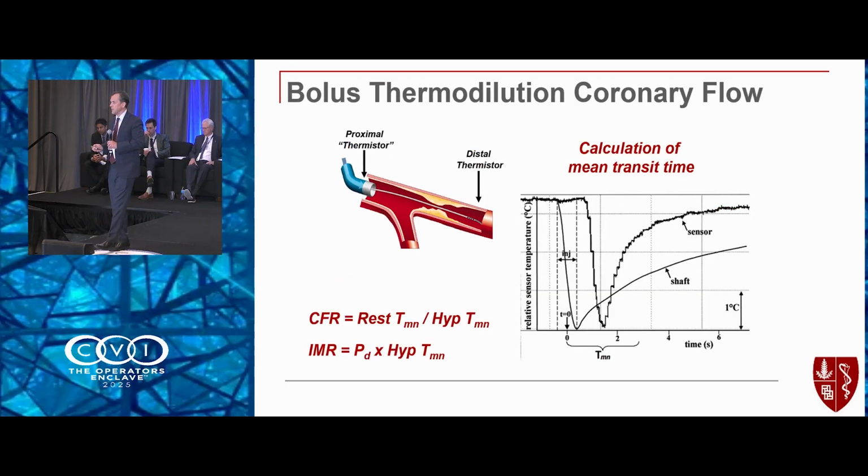What I think we're seeing more commonly used now, and where we have the most data, is the bolus thermodilution technique. The way this works is the Abbott wire, the pressure sensor, has a thermistor near its tip that can measure temperature.